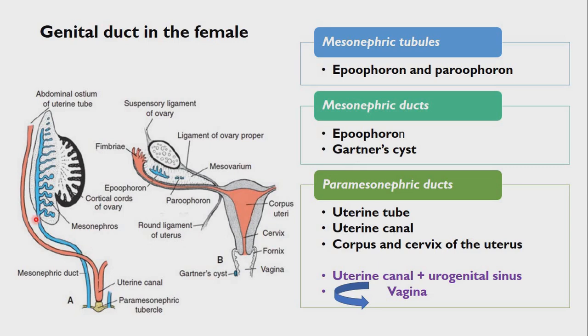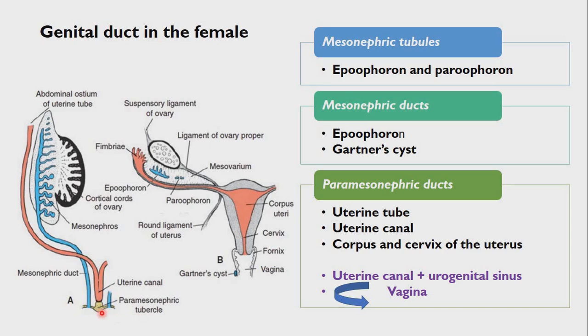The paramesonephric duct. The paramesonephric duct consists of three portions: vertical portion, horizontal portion, and the vertical portion. The vertical portion here, the first and second, will give rise to the uterine tube or fallopian tube. This is the fallopian tube that opens into the abdominal cavity. The third part, this side fused with the other side, the two paramesonephric ducts fuse, and they will give rise to the uterine canal, and this will later on give rise to the corpus and cervix of the uterus.